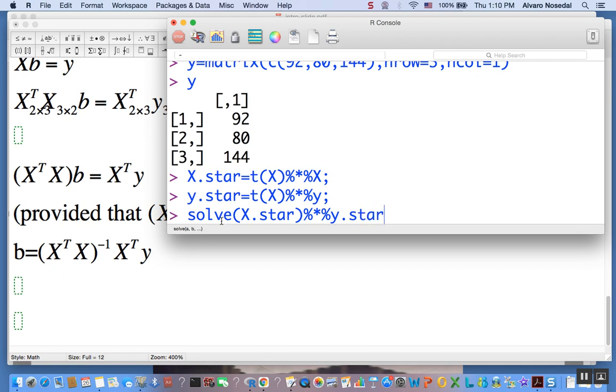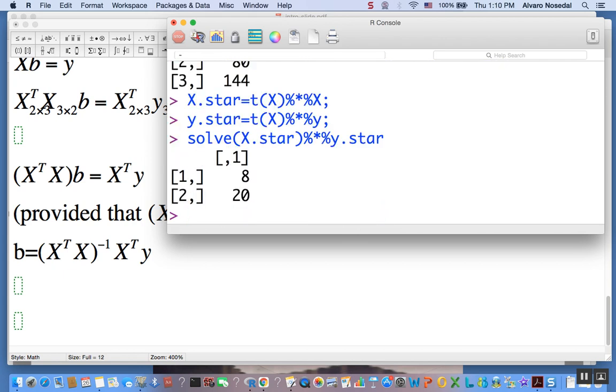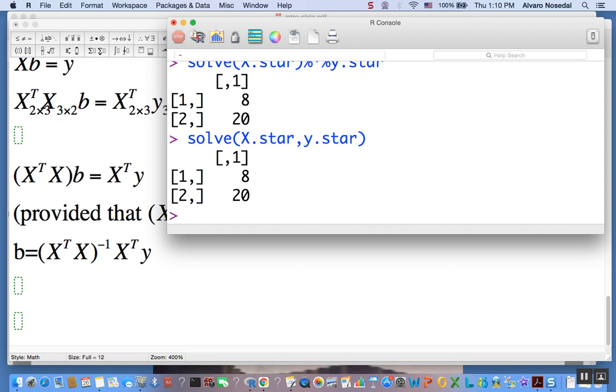The inverse times y star. Okay. Another way of doing this is the following. Just type solve and then X star, comma, y star. See? Same thing. Okay? So this is really cool, right? Let me summarize what we just did.